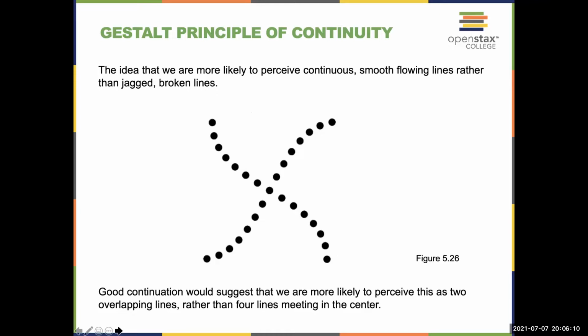And then there's the Gestalt principle of continuity, or good continuation. It's the idea that we are more likely to perceive continuous, smooth flowing lines rather than jagged, broken lines. So when I look at this, I'm not sure what you guys are seeing, but I see kind of an X, two lines crossing over each other.